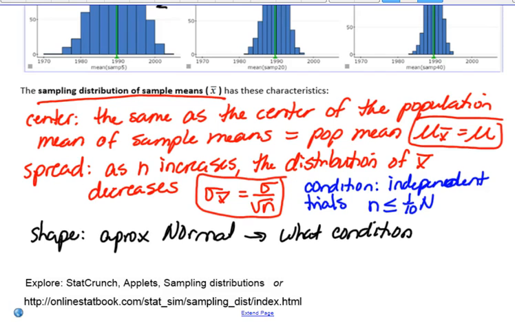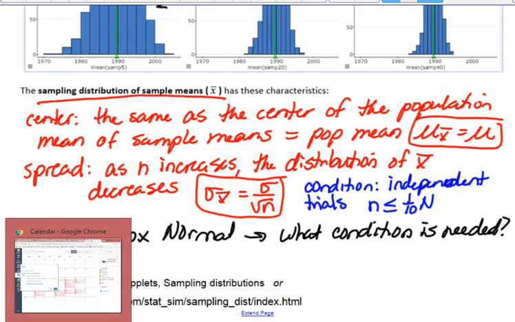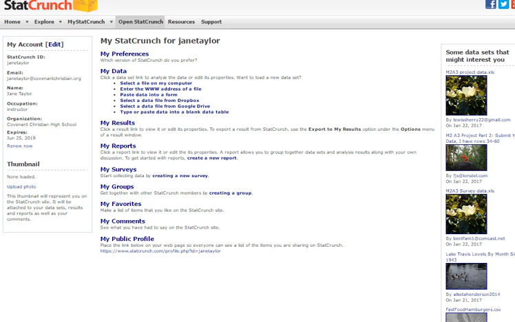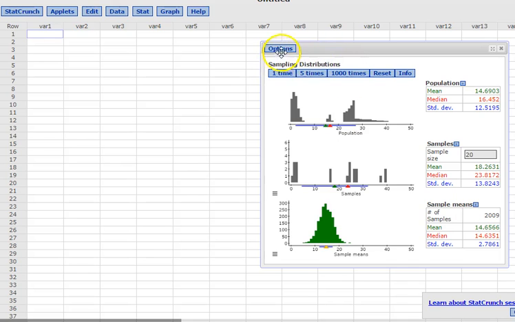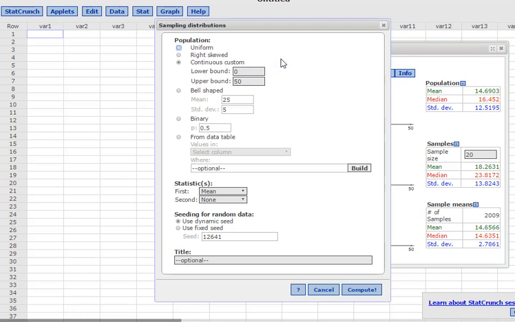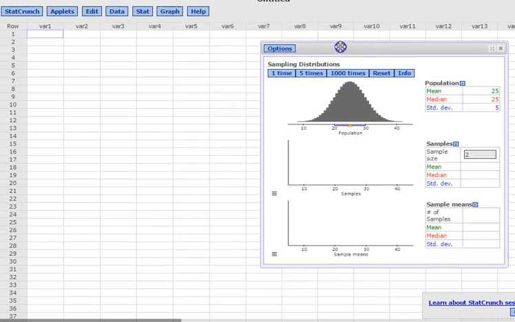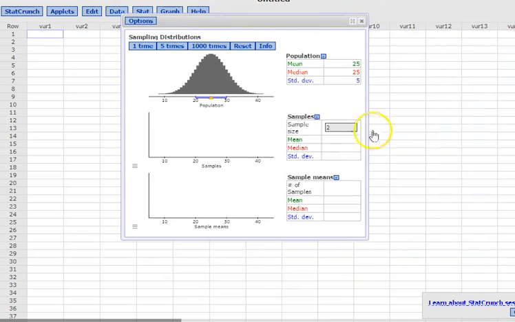For sample proportion, we used np and nq greater than or equal to 10 to tell us that the distribution of sample proportions was approximately normal. But what about the sampling distribution of sample means? Well, we're going to take a look at the distribution of sample means using this app on StatCrunch. So we're going to start with a bell-shaped distribution, in other words, a distribution that's normal. And I'm going to take a small sample size of 5.